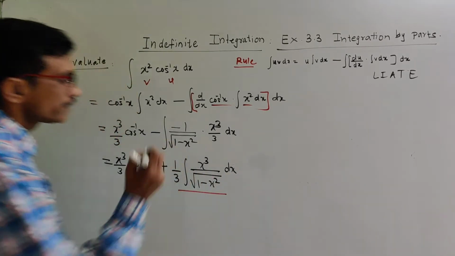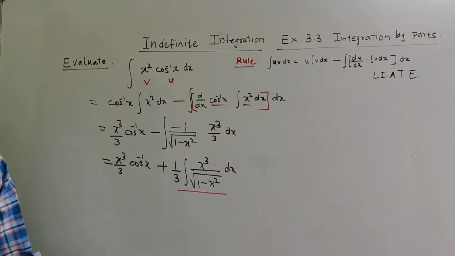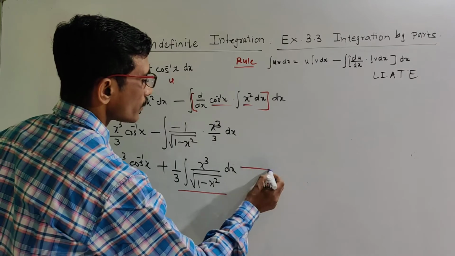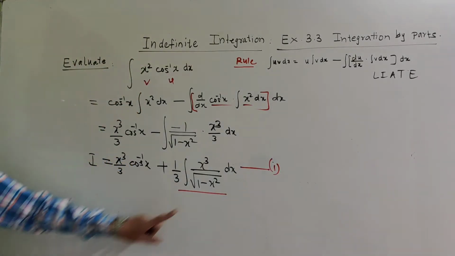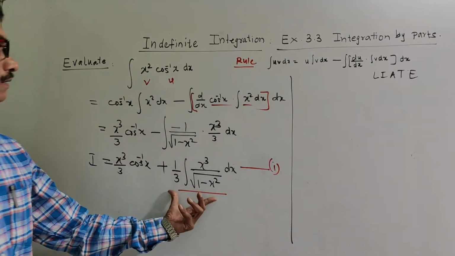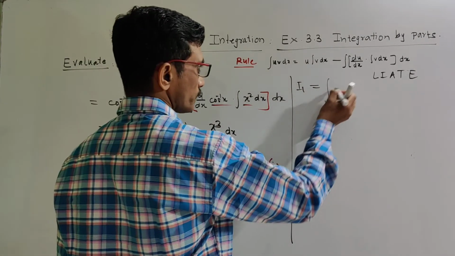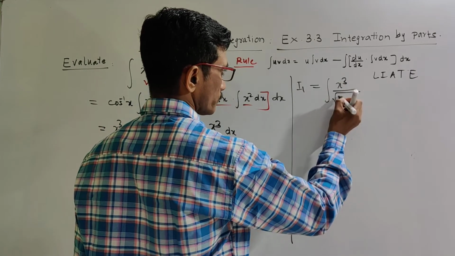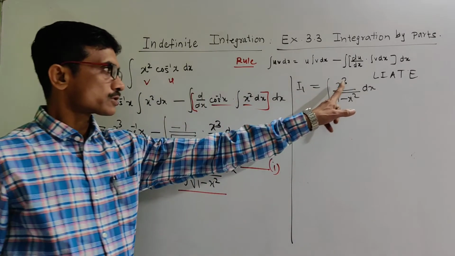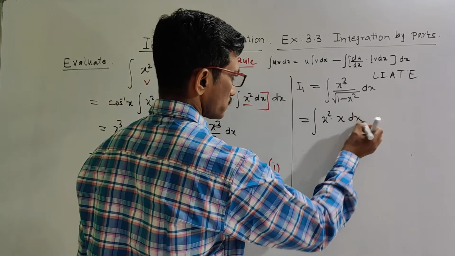Now here, this integral, that is x cubed upon root of 1 minus x square, let us take this as integral I1. Our integral I is this. Let us denote it by 1, and we evaluate it separately. So let I1 be equal to the integral of x cubed upon root of 1 minus x square dx. We can write it as x square into x dx upon root of 1 minus x square.